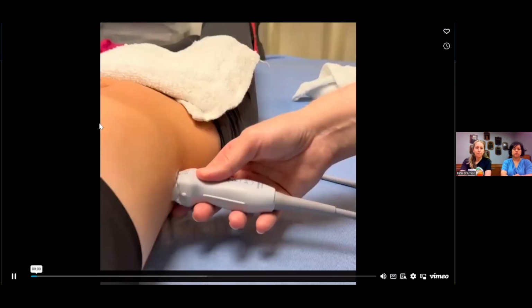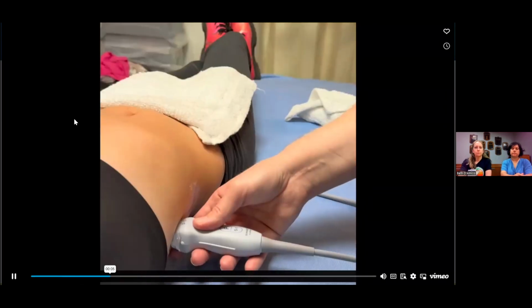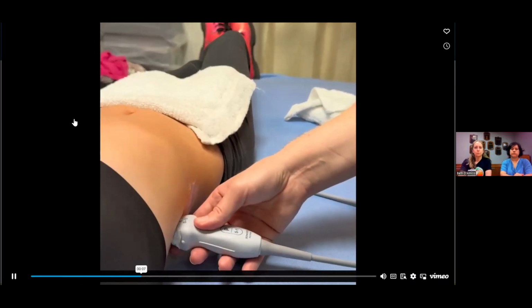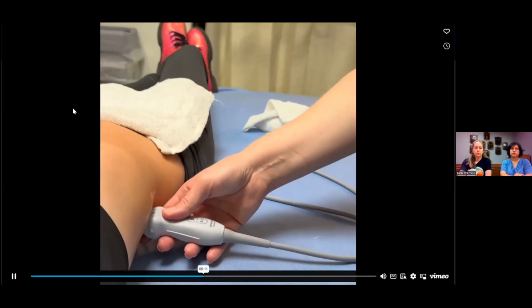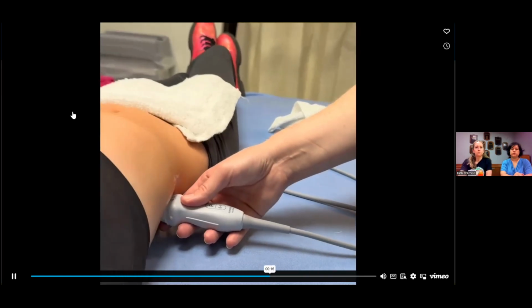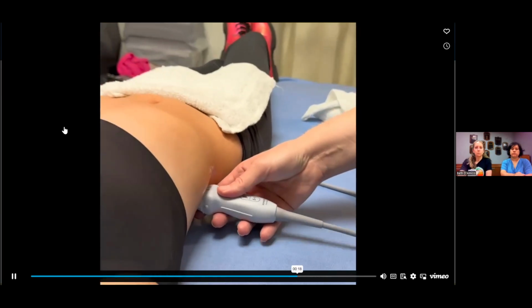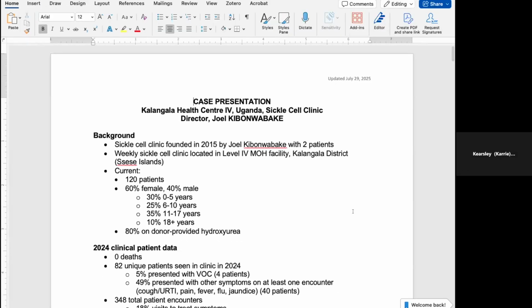For the right upper quadrant view, the probe marker is facing the patient's head. I'm scanning on the right side of the body in the mid-axillary line. I start low near the rib cage and slide toward the patient's head until I see the liver and the diaphragm. From there, I make small movements, like my probe is a flashlight, shining anterior and posterior until I locate the kidney as well.